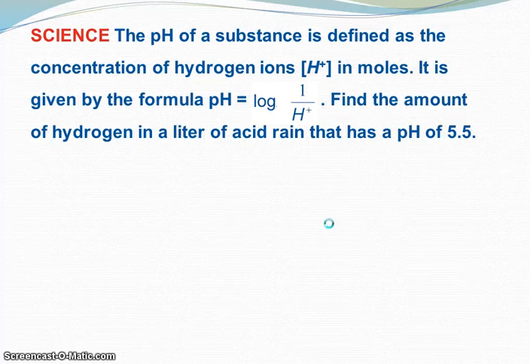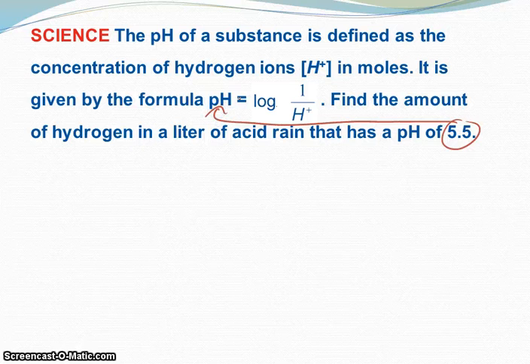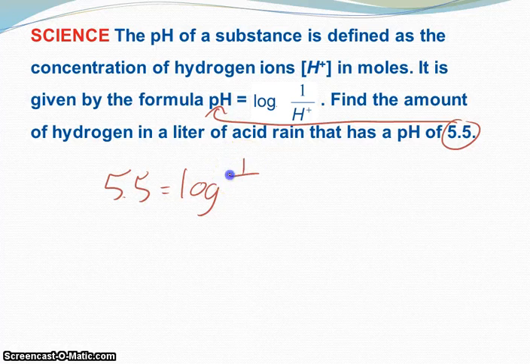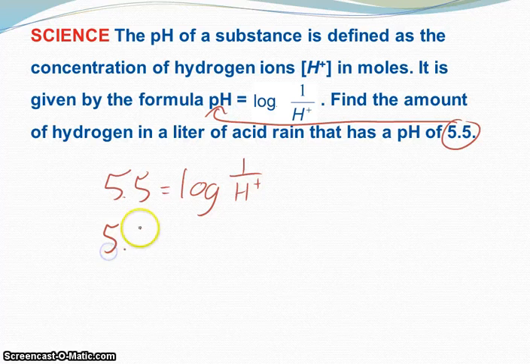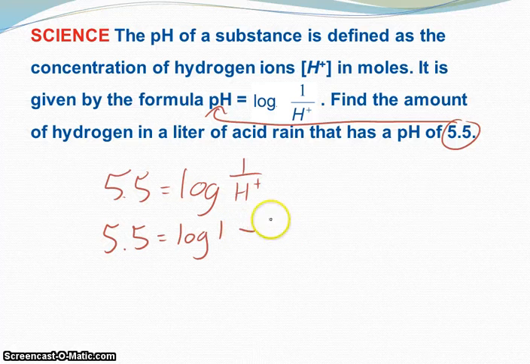And a word problem. So I'm looking at this, and I do have a division, so I can rewrite that as a subtraction. I'm given a pH value, so I can plug that in. So 5.5 equals log 1 over my hydrogen ions. Like I said, division I can rewrite as subtraction, so 5.5 equals log of 1 minus the log of my hydrogen ions.